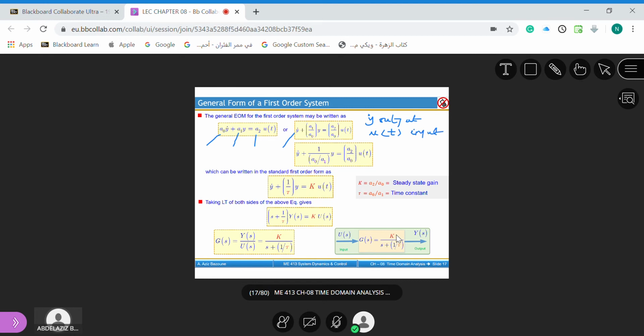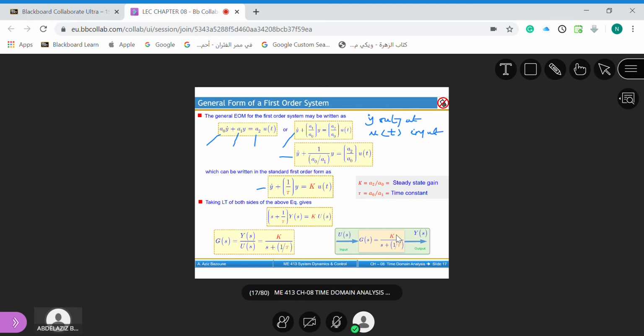Here we should know, guys, y is the output, y dot is the derivative of the output, and u of t is the input. So we can write it y dot plus A1 over A0 y is equal to A2 over A0 u of t. We try to bring it into the standard form, which is y dot plus 1 over tau y is equal to K u of t.